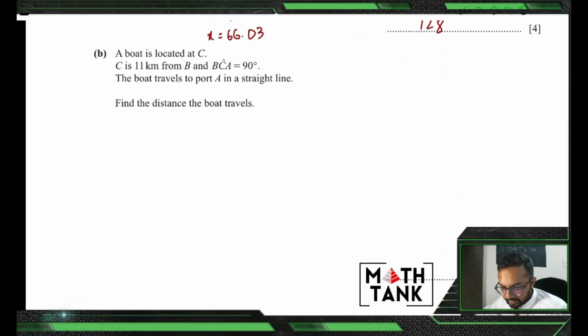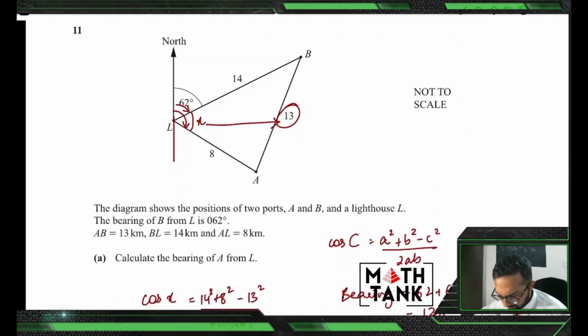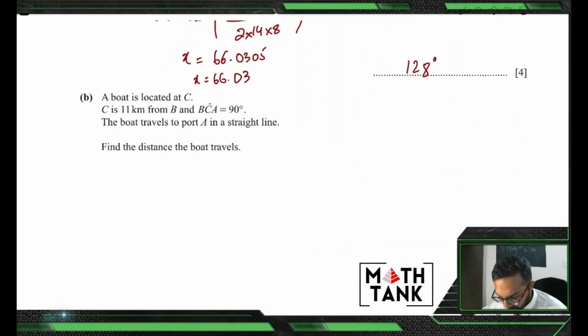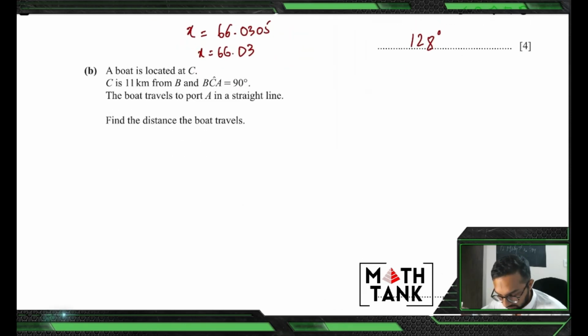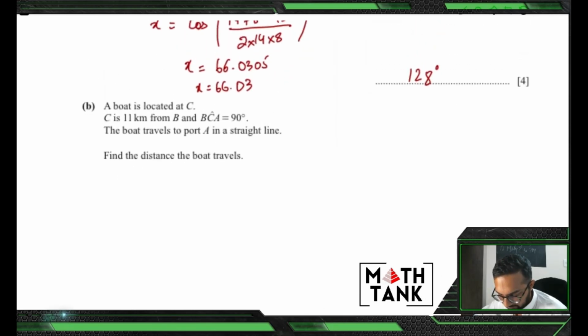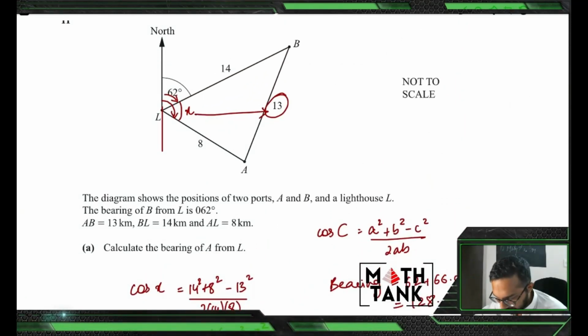So a bird is located at C. AC is 11 kilometers from B, and BCA equals 90 degrees. Okay, so you don't see C in this question. The boat travels to port A in a straight line. So we'll have to find the distance the boat travels. I will have to find out where C is. C is 11 kilometers from B, and BCA equals 90 degrees. So the angle at C is 90 degrees.